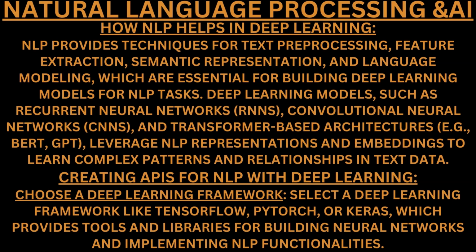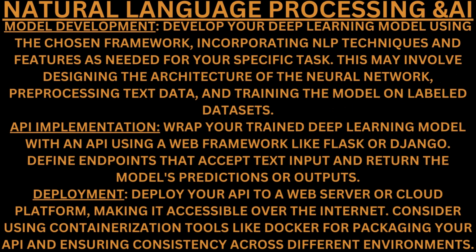Creating APIs for NLP with deep learning. Choose a deep learning framework. Select a deep learning framework like TensorFlow, PyTorch, or Keras, which provides tools and libraries for building neural networks and implementing NLP functionalities. Model development. Develop your deep learning model using the chosen framework, incorporating NLP techniques and features as needed for your specific task. This may involve designing the architecture of the neural network, pre-processing text data, and training the model on labeled datasets.